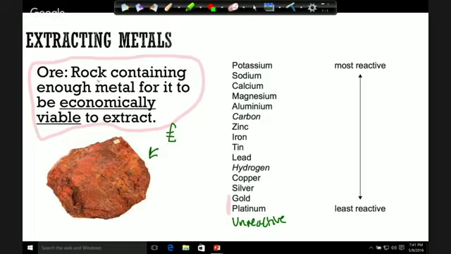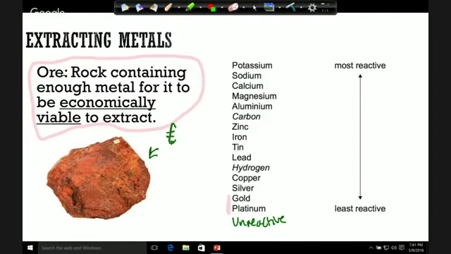So try and write this one down and remember it if you can: an ore is a rock containing enough metal for it to be economically viable to extract. If you can't remember that, think of the idea that it's got enough metal for us to be able to make money, so it's worth extracting.